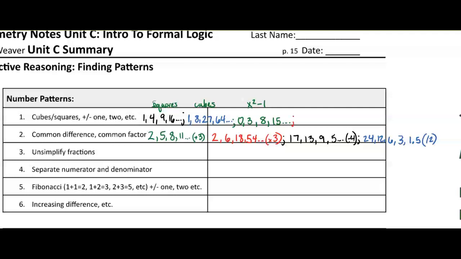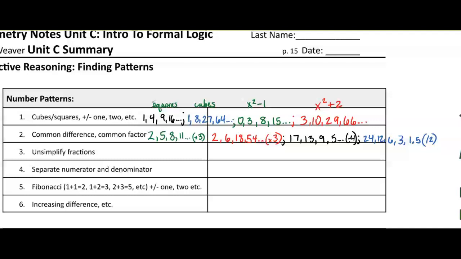Or I could take my cubes, and I could add 2. So 1 cubed plus 2 would be 3. 2 cubed plus 2 would be 10. 3 cubed plus 2 would be 29. 4 cubed plus 2 would be 66, and so forth. Okay. I could take my squares and double them. So I can combine these patterns together.